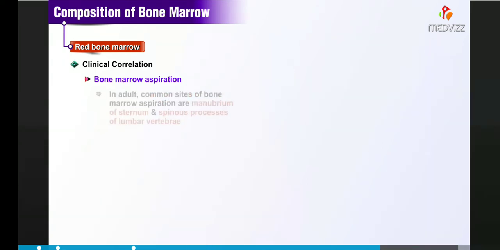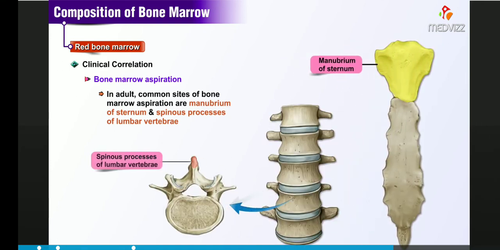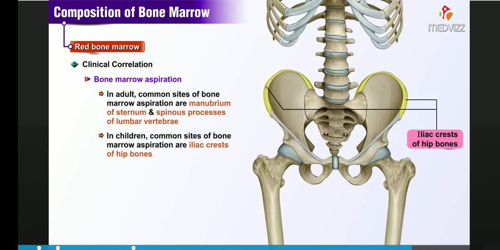In adults, the common sites of bone marrow aspiration are the manubrium of the sternum and the spinous processes of the lumbar vertebrae. In children, the common sites of bone marrow aspiration are the iliac crests of the hip bones.